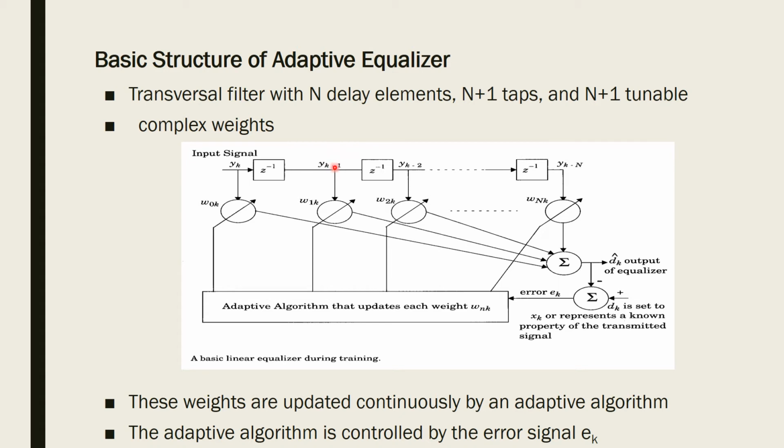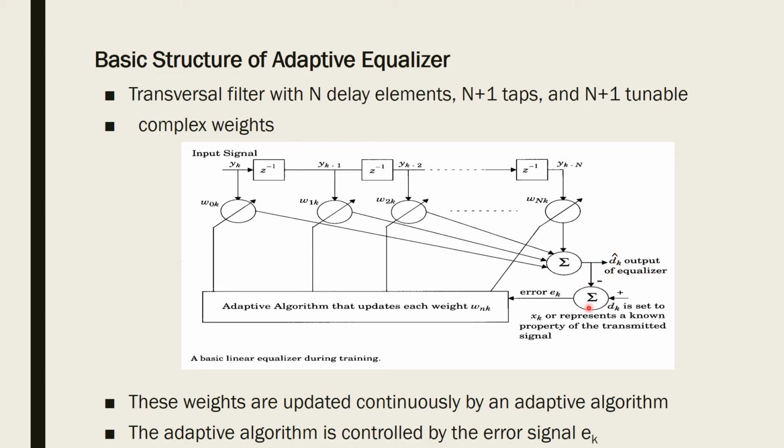So you are going to have the tapping done at each and every delayed signal output, and you are going to apply that to the n plus 1 tunable complex weights. All these signals are added over here, and you are going to have a decision making done here. You are going to have dk, a set of xk, which represents a known replica of the original signal, and this will give you the equalization.